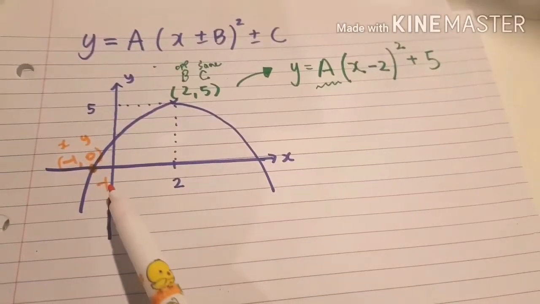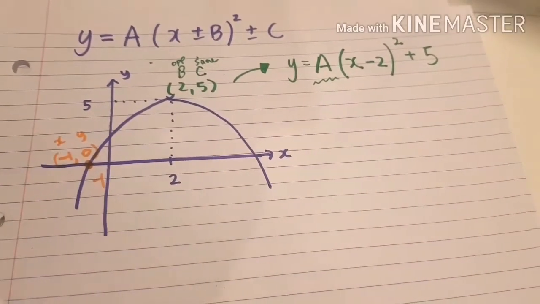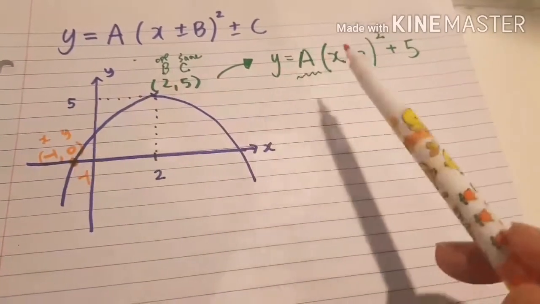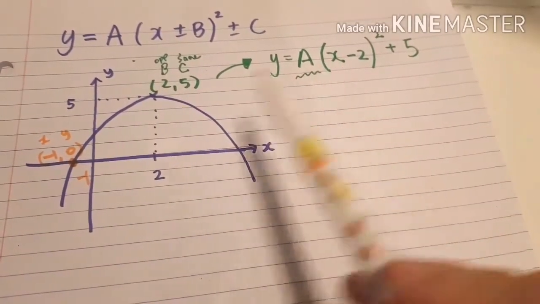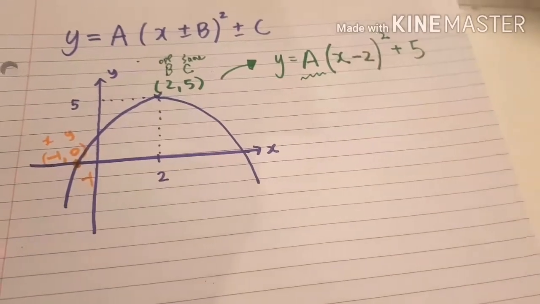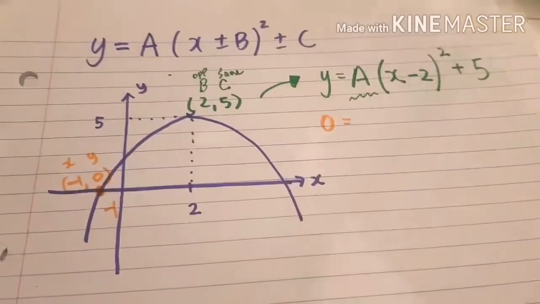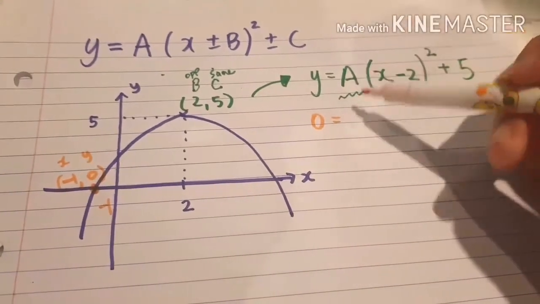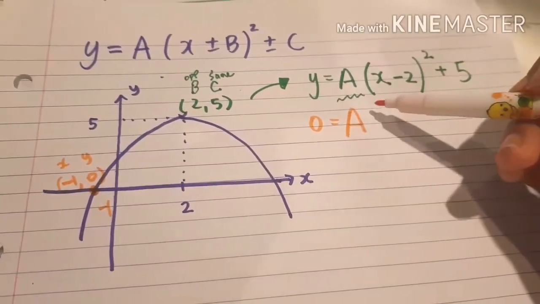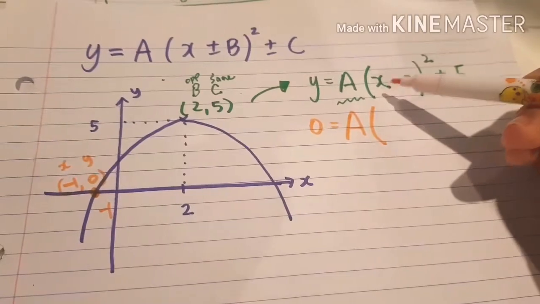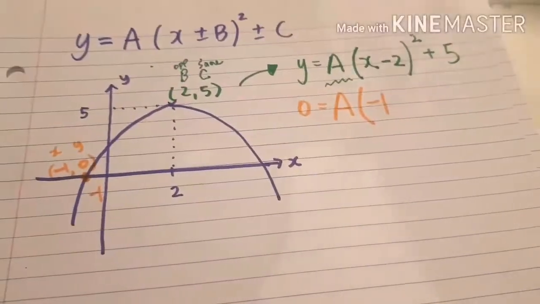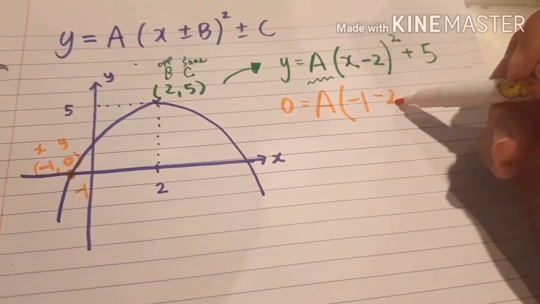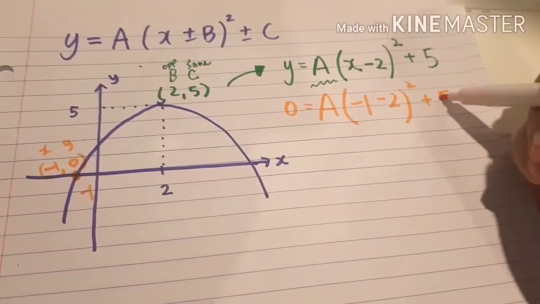Remember, -1 is the X value, and 0 is the Y value. So instead of X, I'm going to put -1. Instead of Y, I'm going to put 0. Okay? So instead of Y, I put 0. A, I'm trying to calculate the A value. And X, instead of X, what is my value? Yeah, there you go, -1. I'm going to keep on writing -2 squared plus 5.